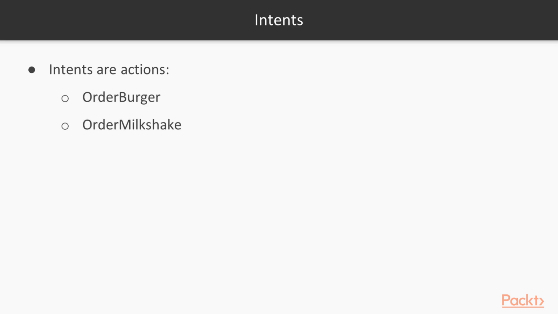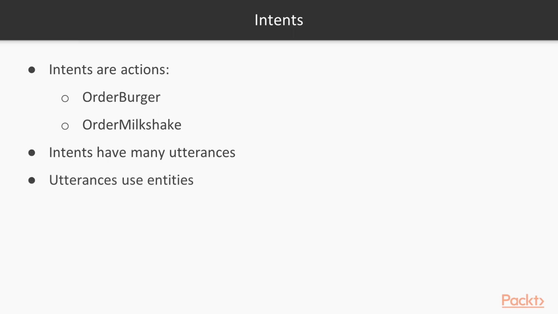So first, let's talk about intents. Intents are how LUIS understands what a user is trying to achieve. Imagine you're building an application for a fast food company. Then you may need intents such as order burger and order milkshake. Think of intents as actions. These are the services and features that your model is going to provide. Each intent will be associated with several utterances, and each utterance will probably use at least one entity.